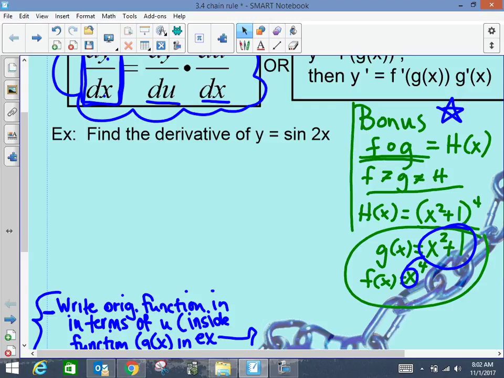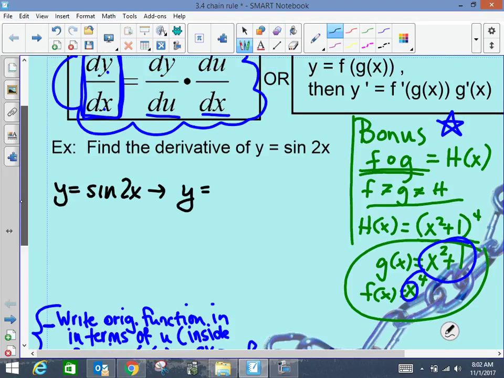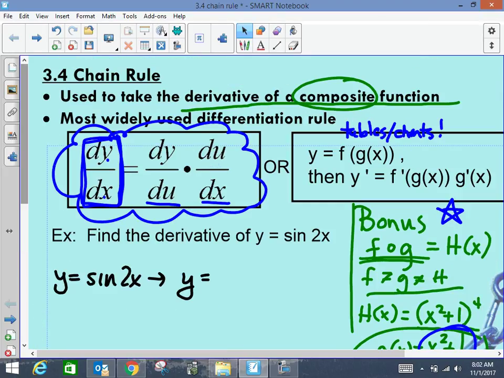Okay, so Melody answered the last one. So I'm waiting for someone to find my inside piece that I'm going to write. So y equals sine of 2x becomes y equals something in terms of u. That's what we want. Karina. Okay, so the dot is dy over du over dx. That's multiplication. Sorry, yes.